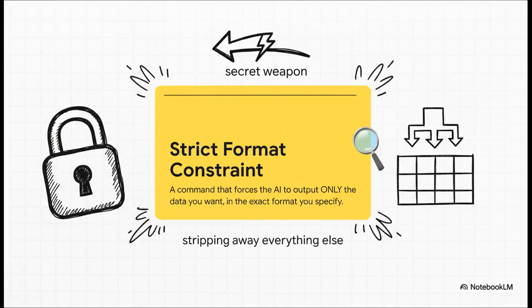Okay, this brings us to the secret weapon, the strict format constraint. This isn't a polite request, it is a direct order. It tells the AI, hey, strip away everything else. No intros, no "let me know if you need anything else." Just give me the pure structured data I asked for.